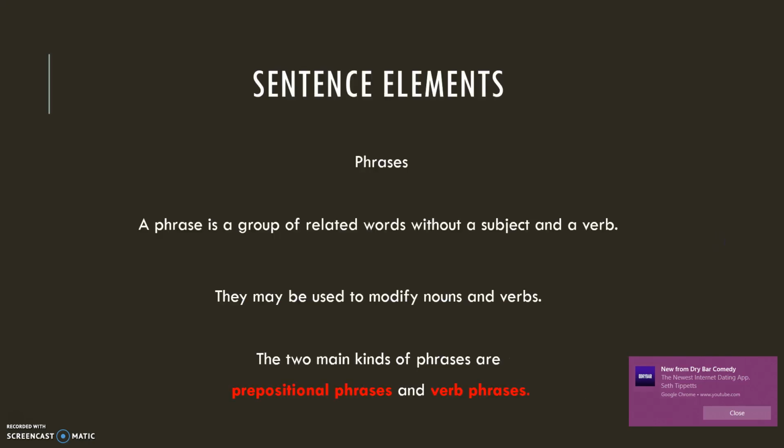Sentence elements. Phrases. A phrase is a group of related words without a subject and a verb. They may be used to modify nouns and verbs. In this case, modify means to describe. The two main kinds of phrases are prepositional phrases and verb phrases.